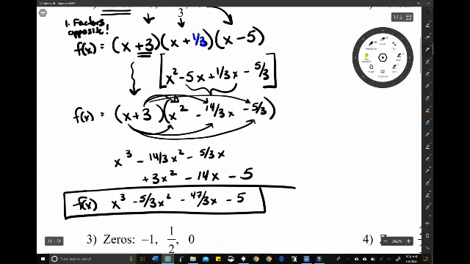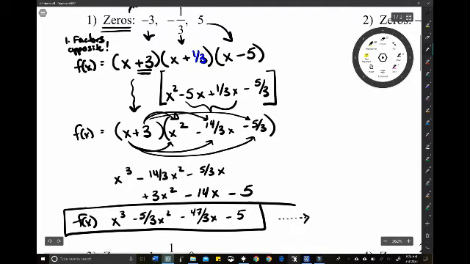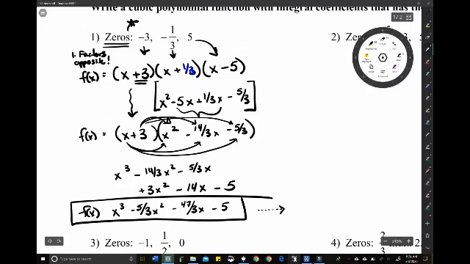So again, just create opposite factors, okay, multiply, multiply, multiply, and that's really about it. If you wanted, you could graph this, and you should see that when you do so, it'll go through those original points, those original zeros. -3, -1/3, and 5. Okay.